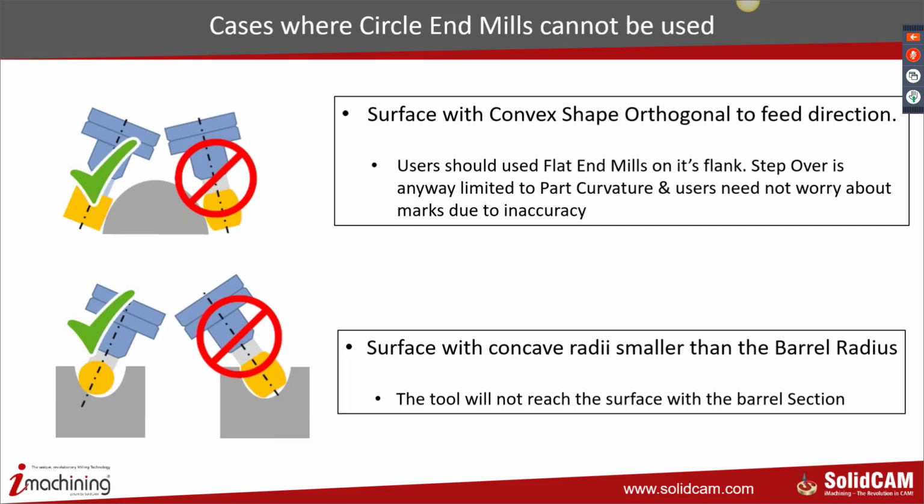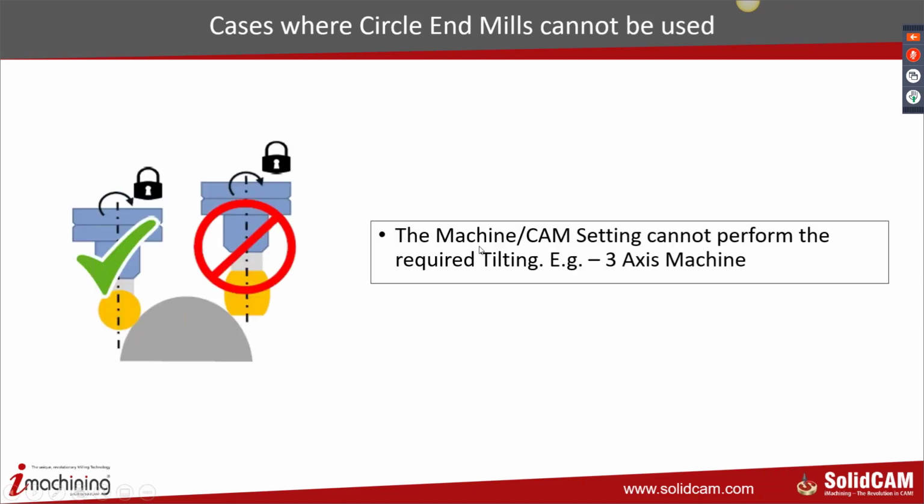The other situation where you cannot use barrel tools is basically a surface with radius smaller than the barrel radius. Anyway, you cannot reach into this area, so you cannot use circle tools. You cannot use barrel tools or oval form tools on 3-axis machines because it doesn't make any sense. You will still not get the desired result. So in that case, you cannot use a circle end mill. You need to do either a bull nose or a ball nose end mill to achieve the scallop.